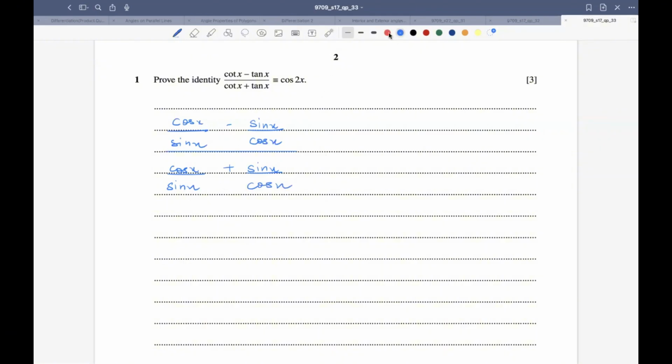Now taking the LCM in the numerator, the LCM will be sin cos. So we'll get sin cos in the denominator. Cos will multiply by cos, that will become cos squared, and sin will multiply by sin, that will become sin squared. And we'll do the same in the denominator. So that will become cos squared plus sin squared divided by sin cos. Now we can write this as cos squared minus sin squared divided by sin cos, and this is being divided by cos squared plus sin squared upon sin cos.